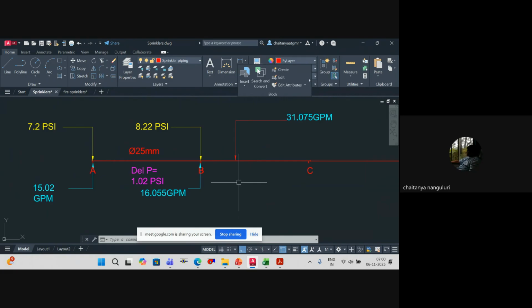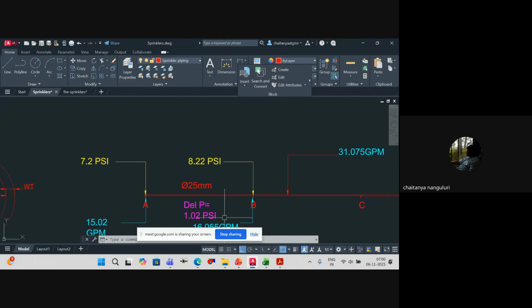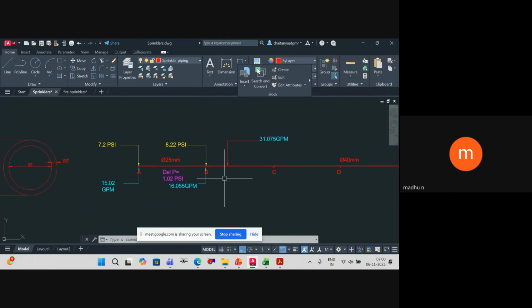So like this, we have to do till this corner. So is it fine? Tomorrow we'll continue on this. Yeah, no problem. But Chaitanya, one more thing for tomorrow: again, I'll try to connect by 5:30 in the morning.